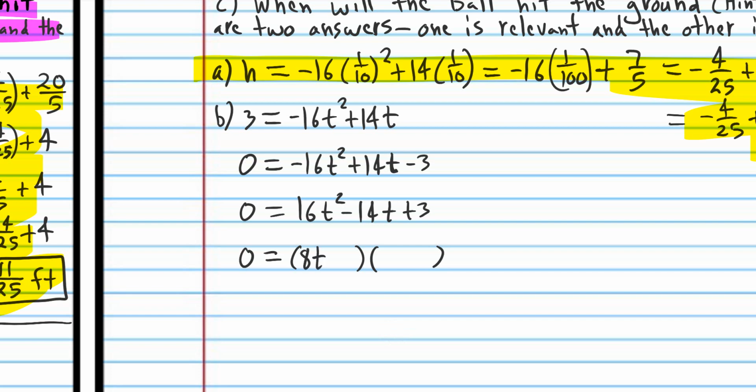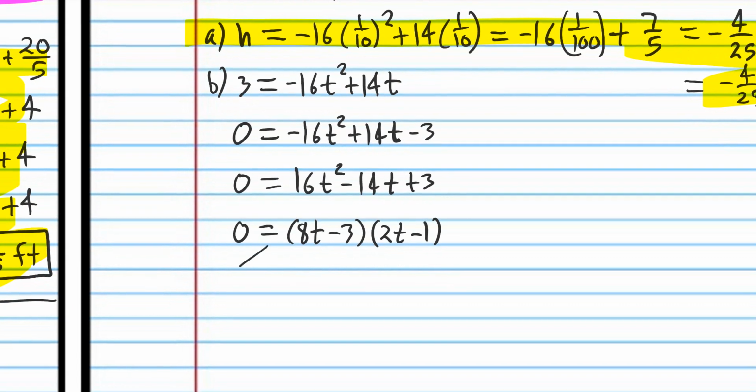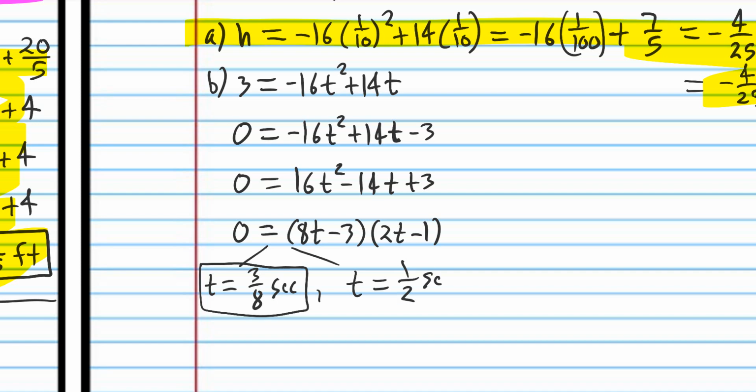So what about, I guess we can try 8t and 2t. -3, +1. Actually, that should be -1. And looks like that works. So t is going to be equal to 3/8 of a second. And t is going to be equal to 1/2 of a second.